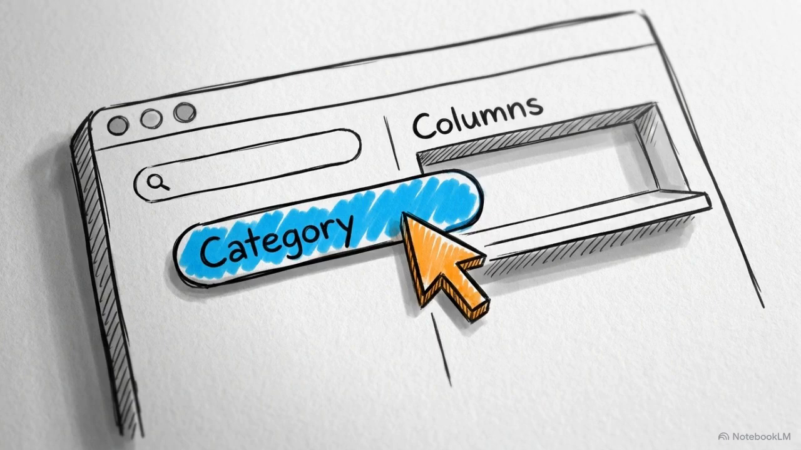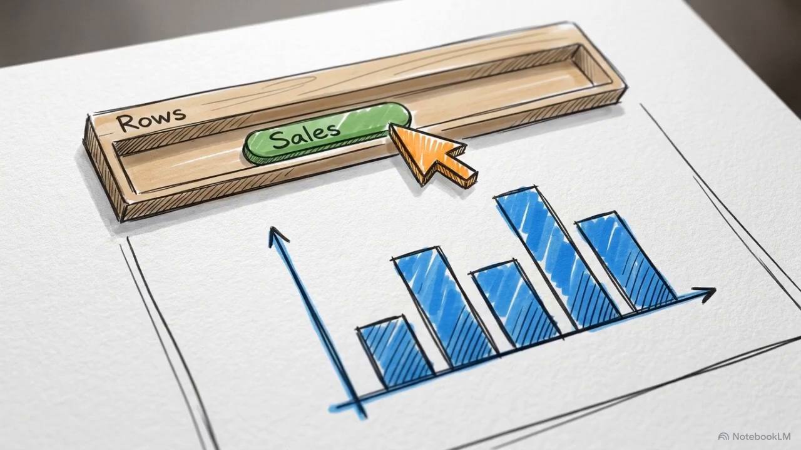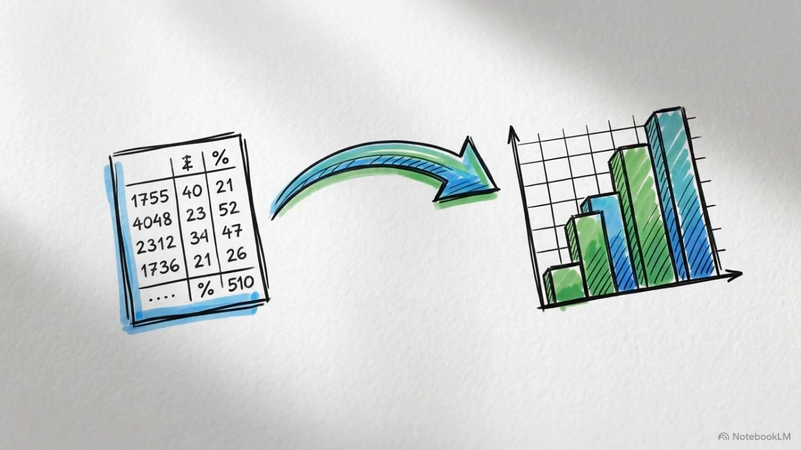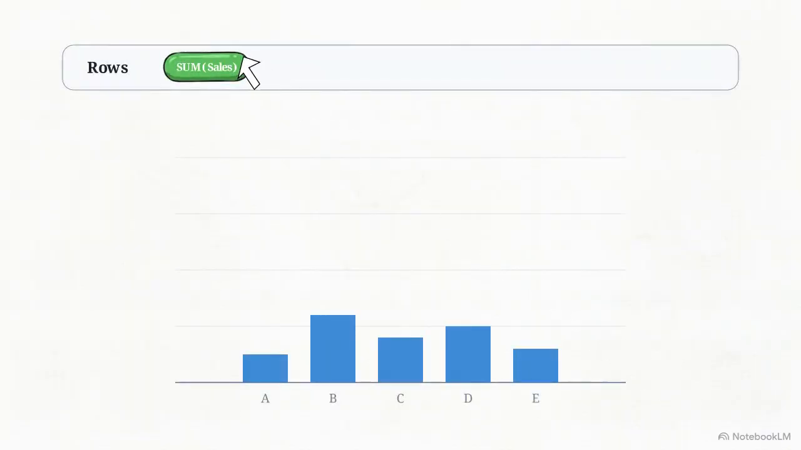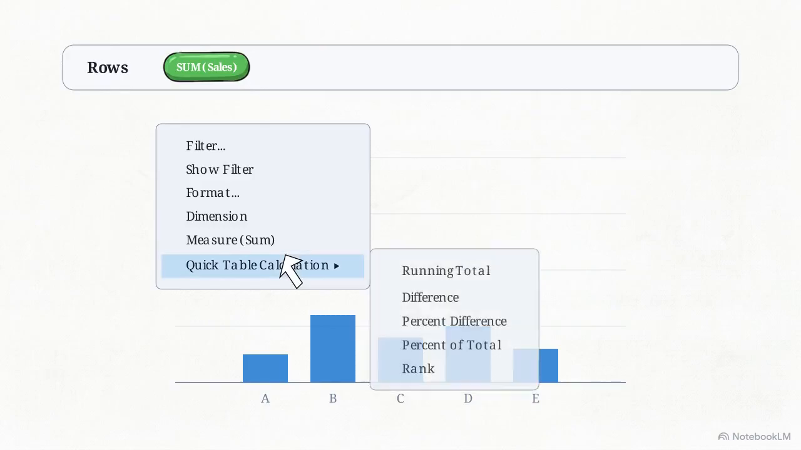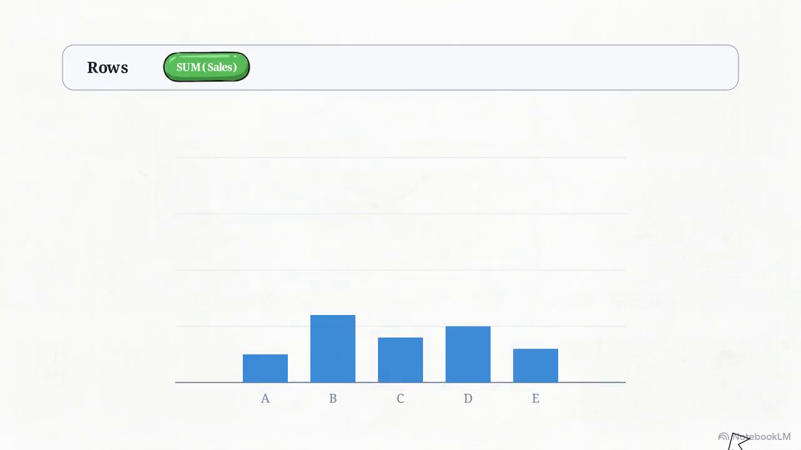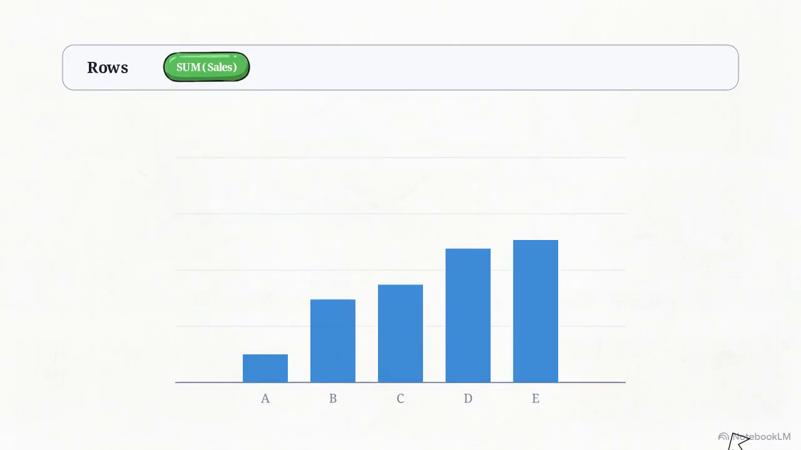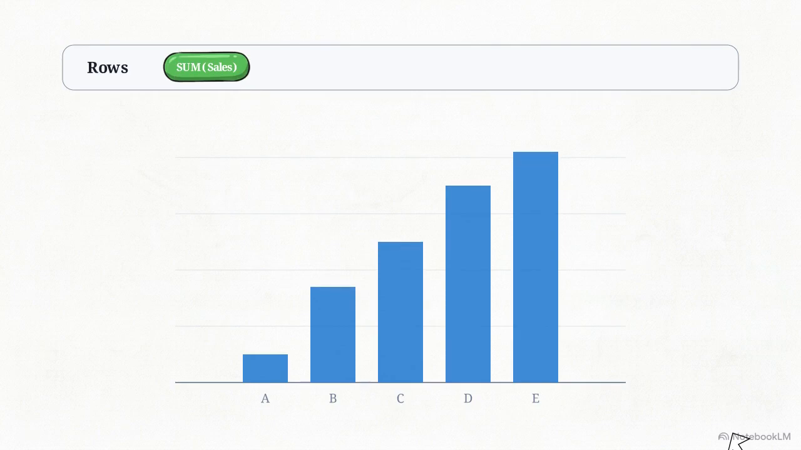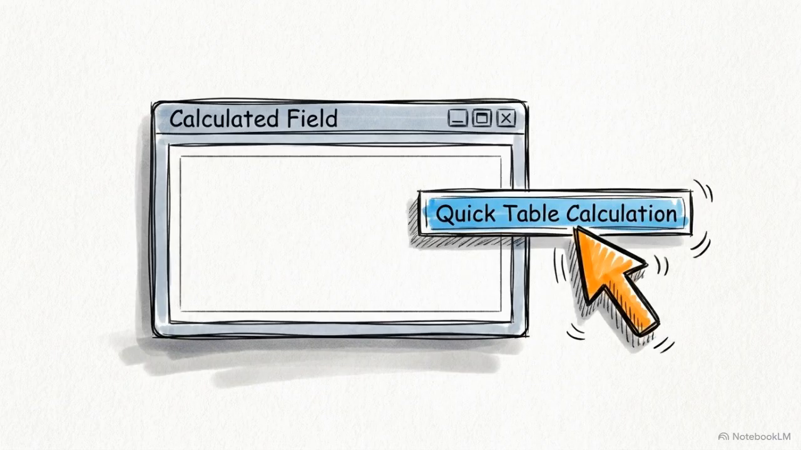From the data pane, drag a dimension onto your column shelf and a measure onto your row shelf to generate a chart. With our chart ready, we can convert these base numbers into a running total using a feature called a quick table calculation. Hover over the green measure pill on the row shelf, click the small arrow, and select Quick Table Calculation, then Running Total. The chart immediately adjusts to reflect the cumulative data, and a triangle icon appears, confirming the calculation is active. Using these built-in calculations allows you to change how your data is aggregated without needing to write custom formulas.